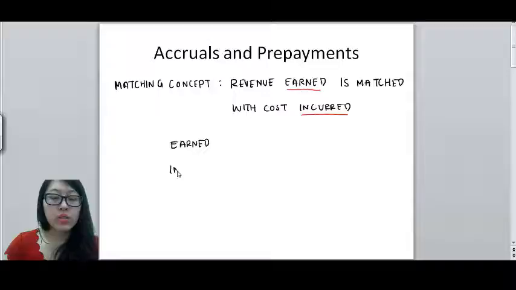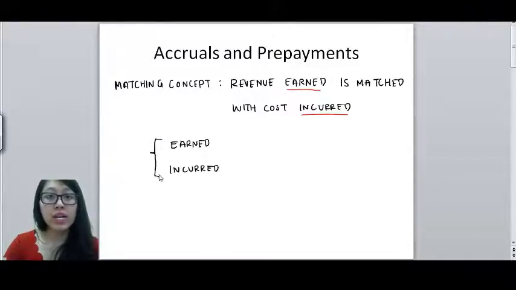The words earned and incurred mean that something has already happened. So, earned, let's say I've done a service for my customer, so I have earned my income from them. However, maybe they have not paid me yet. So I may not have received my income, but I have earned it already. Same for an expense. I have already incurred a rental expense for this month, for example, but I have not paid for it yet, and so I owe a liability to my rent tenant.